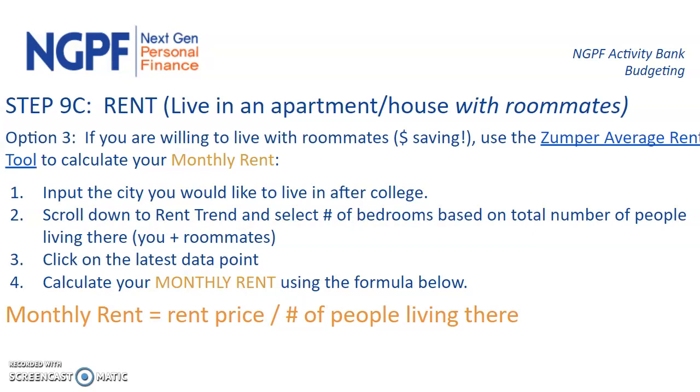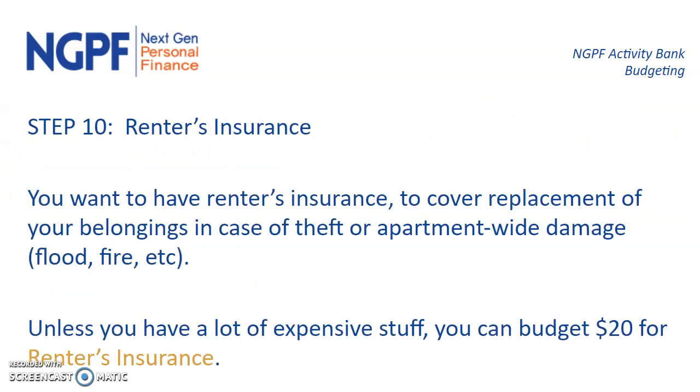If you're going to live with someone, you're going to find the cost of the rent, and then you'll be able to divide that by the number of people living there. Don't tell me you're going to have 7 people in a 1-bedroom apartment. That's not going to work, okay? Let's be realistic there as well.